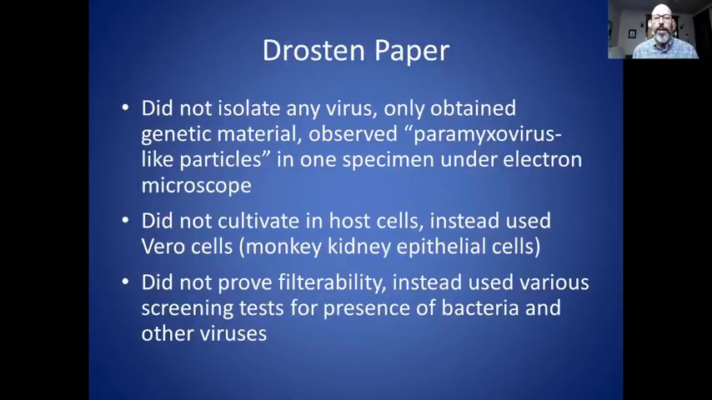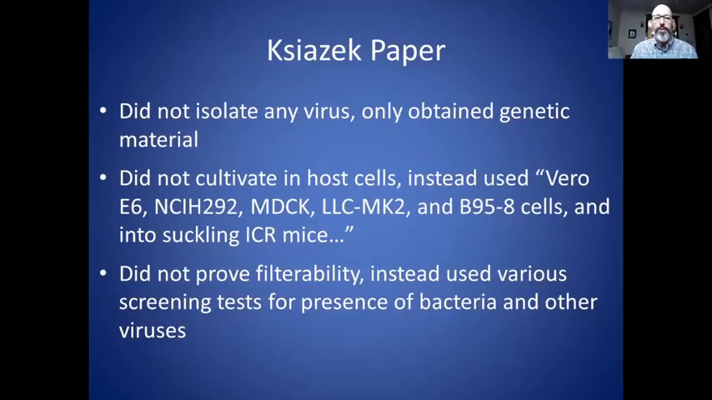And once again, they did not isolate any virus. They did find, interestingly, particles that look like another virus called paramyxovirus in one specimen, but not in the other specimens. Once again, they did not cultivate any particles in host cells. Instead, they used Vero cells again. And once again, they did not prove filterability. So the first 2 papers have not proved any of the criteria yet. Let's go to the third one, the Kaziacek paper.